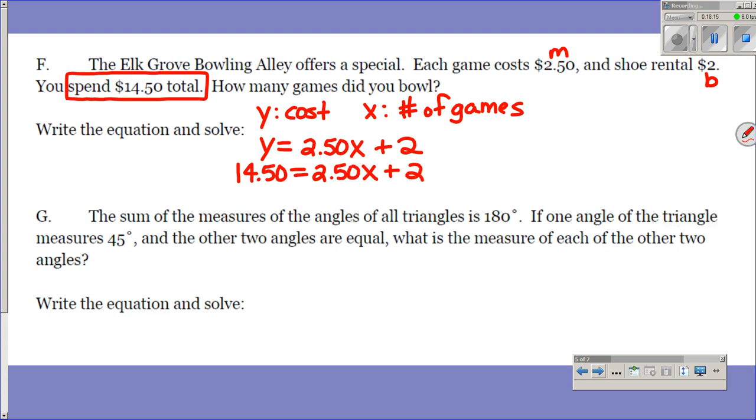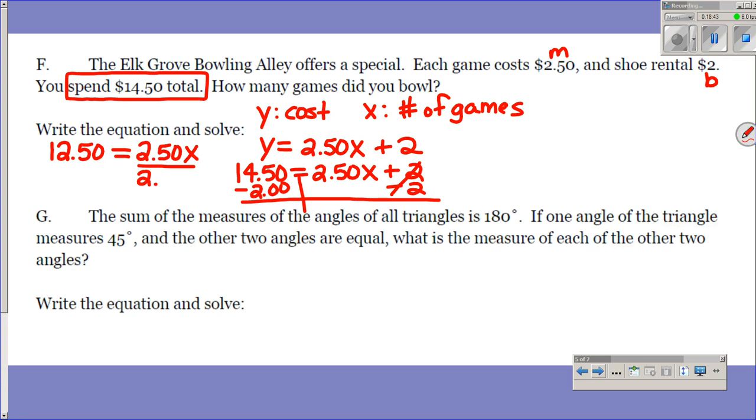Now again, we're just using our equation equality rules for solving. So we need to subtract 2 from each side. $14.50 minus $2 simplifies to $12.50. Our 2 minus 2 equals 0, so on the right side we're left with $2.50 times x. And now undo the multiplying by dividing. Divide each side by 2.50, and you're going to get x equals 5. So based on this total cost, we played 5 games when we went bowling.